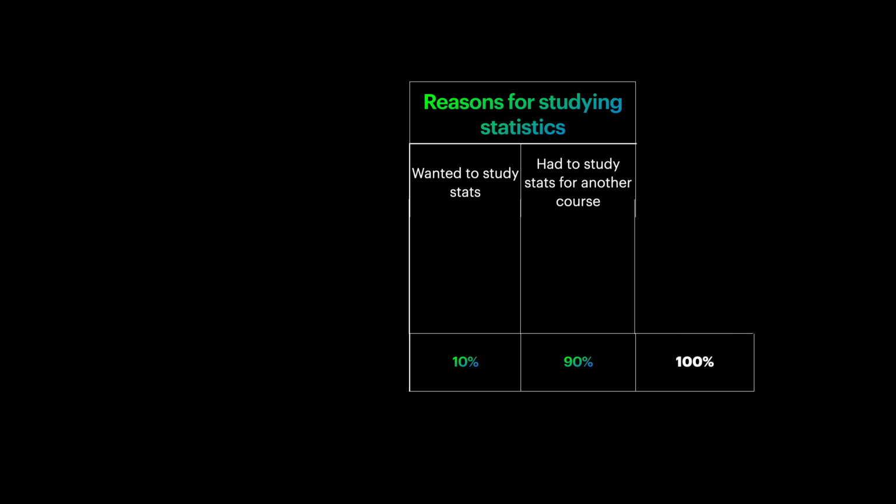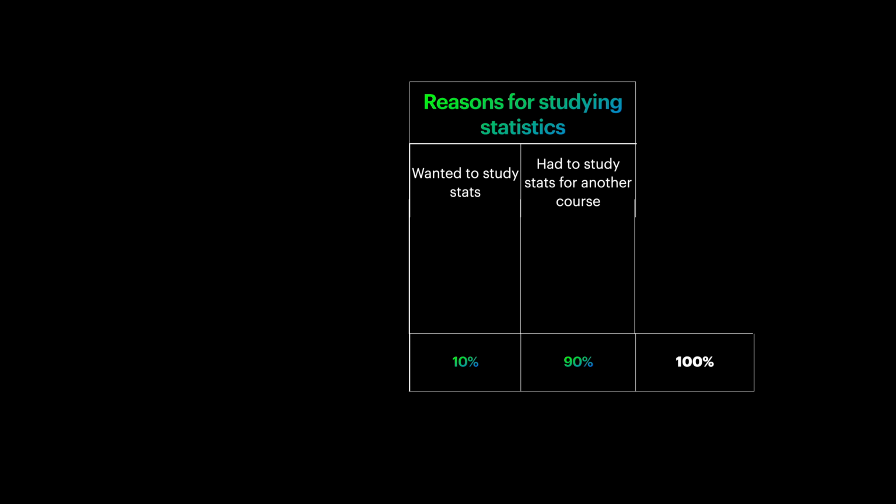When we think about a probability distribution, we'd normally think about something with quite a number of possibilities in it. In this case, just to keep it simple, we're going to look at two possible outcomes for each distribution. If we're looking at the distribution of reasons for studying statistics, we're going to assume that at a particular tertiary institution, of people studying statistics, 10% of them wanted to study statistics, 90% of them had to study statistics in order to complete another course, and so that's a valid probability distribution, adds up to 100%.